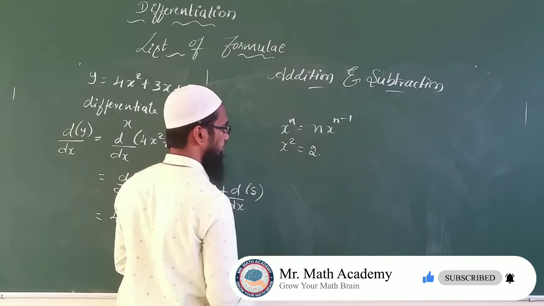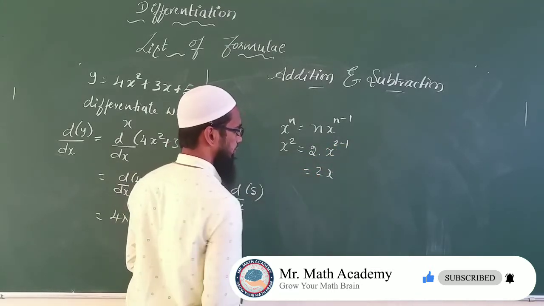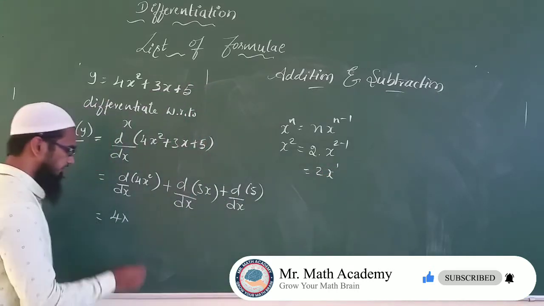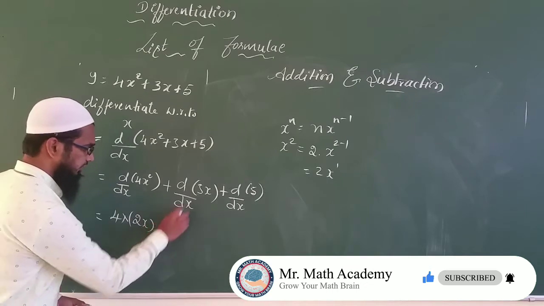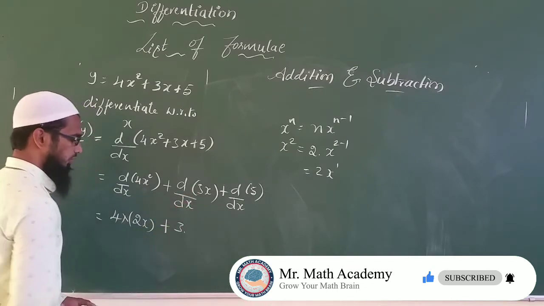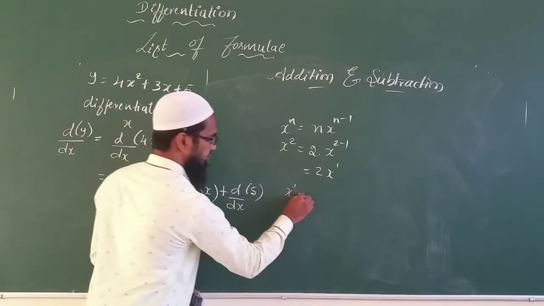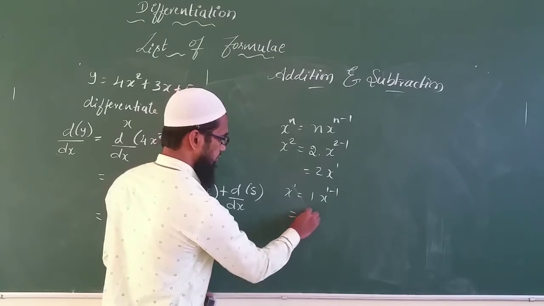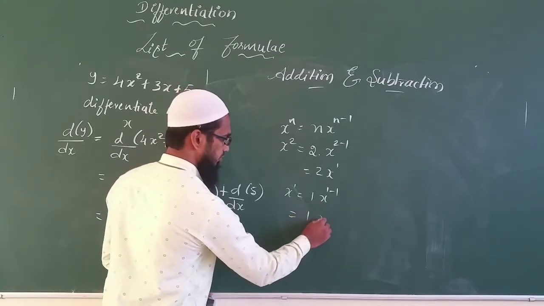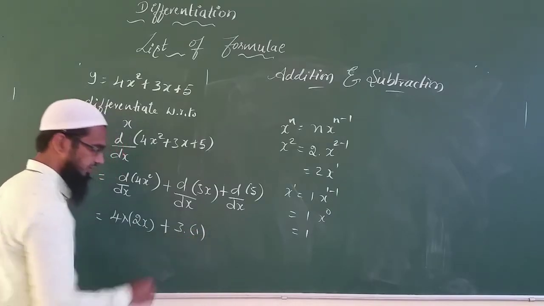So we have to take 2 x to the power of 2 minus 1, that is 2 into x to the power of 1. So that we have to take here, that is 2x. Similarly for this, 3 is a constant, I take it here. Now I will differentiate this x to the power 1. So x to the power 1 means it is 1 into x to the power of 1 minus 1. So this is 1. Now x to the power 0 means it is 1 itself. So we have to take here, it is 1.